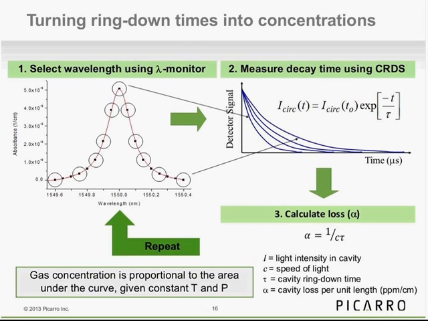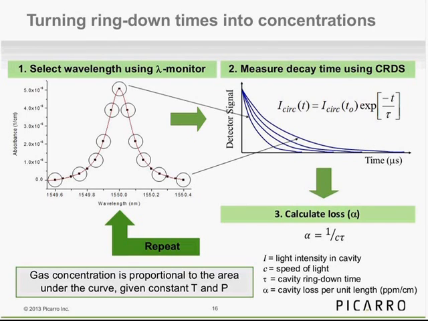The basics of the process go like this. The first thing you're going to do is select a wavelength using our patented wavelength monitor. You're then going to measure the decay time at that wavelength. As I mentioned before, if you're right on the center of a peak, so if you're on the absorption of, say, H2O18, that ring down time will be very quick. So the light will decay in the cavity much more quickly than if you're in a region where you're not absorbing water.